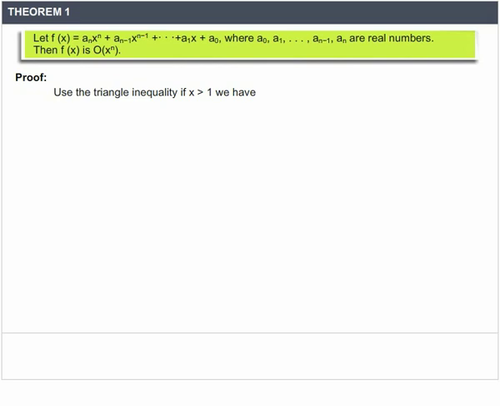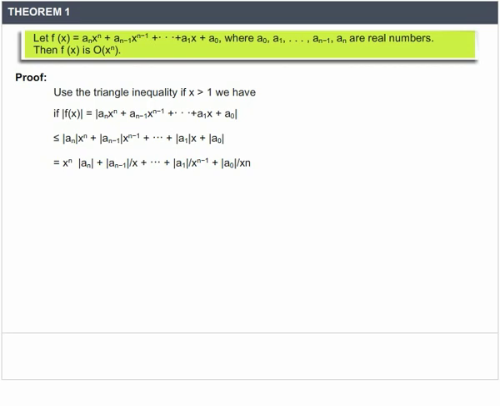If x is greater than 1, we have modulus of f of x equal to modulus of a_n x^n plus a_(n-1) x^(n-1) plus etc. plus a_1 x plus a_0, which is less than or equal to modulus of a_n x^n plus modulus of a_(n-1) x^(n-1) plus etc. plus modulus of a_1 x plus modulus of a_0, which equals x^n times modulus of a_n plus modulus of a_(n-1) by x plus etc. plus modulus of a_1 by x^(n-1) plus modulus of a_0 by x^n, which is less than or equal to x^n times modulus of a_n plus modulus of a_(n-1) plus etc. plus modulus of a_1 plus modulus of a_0.